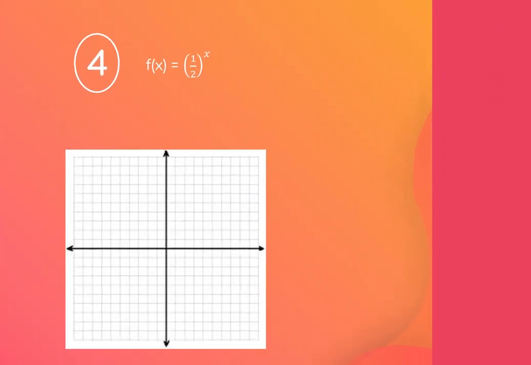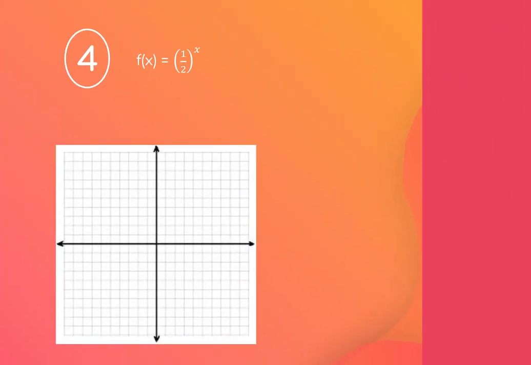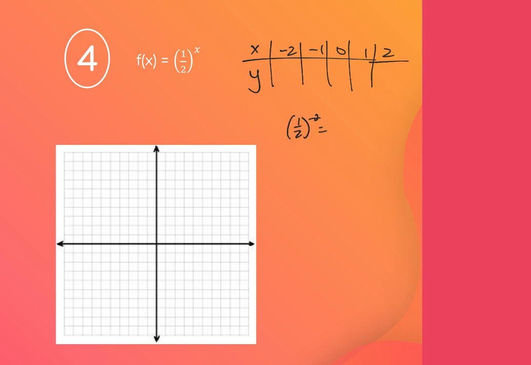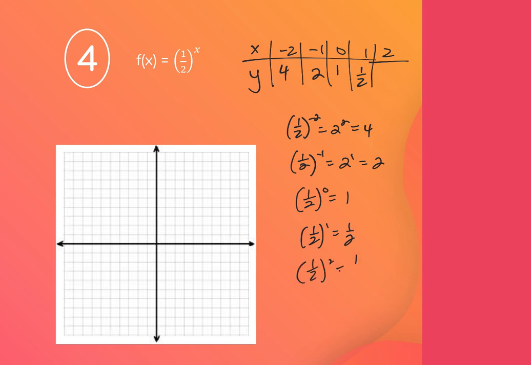Okay, but go to 4. Now I have a fraction on the inside, right? So we expect our graph to flip. We're still doing the same thing. We're still plugging in the same values, -2, -1, 0, 1, 2. I'd get 1/2 to the -2. That flips it, makes it 2 squared, and I get 4. I get 1/2 to the -1. That flips it, makes it 2 to the first, which is 2. 1/2 to the 0. Anything to the 0 power is 1. 1/2 to the first, 1/2. And 1/2 to the second, 1/4.